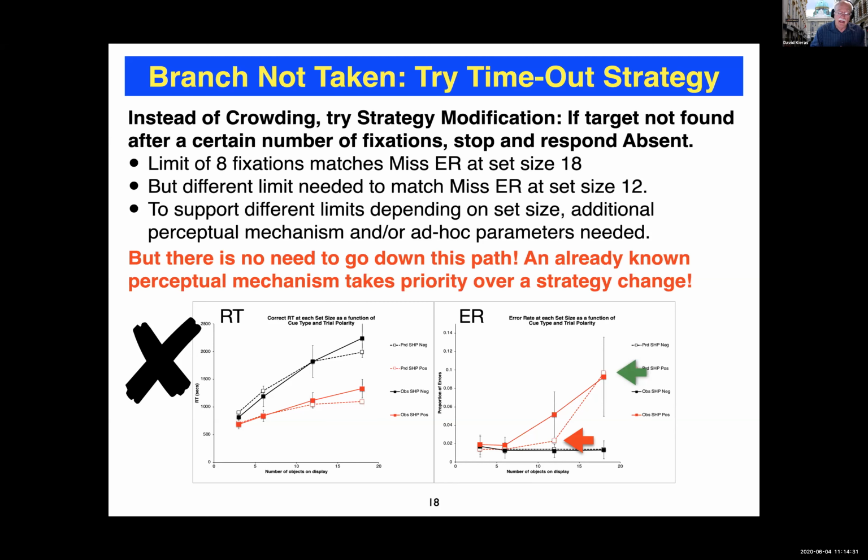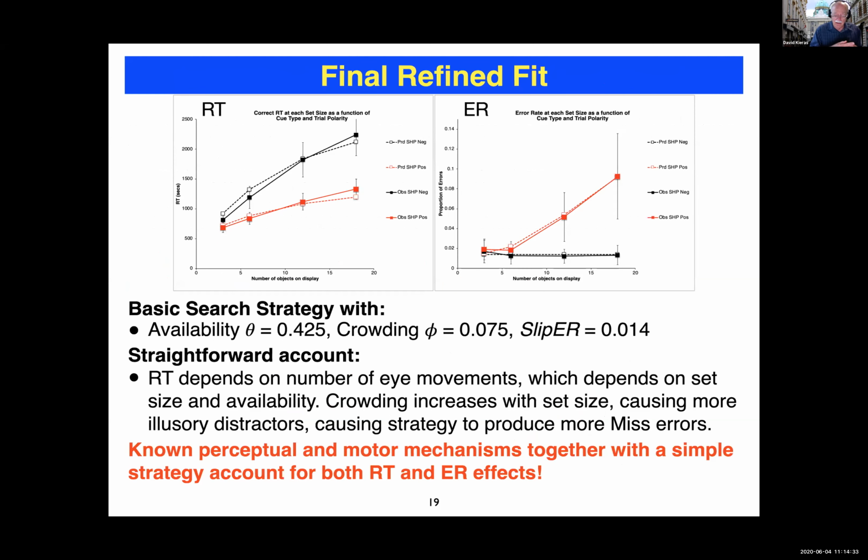So here's our final refined fit. We nail this pretty well with a basic search strategy and these 3 parameters. It's a straightforward account. The RT depends on the number of eye movements, which depends on the set size and availability. Crowding increases with set size, causing more illusory distractors, causing the strategy to produce more miss errors. That's pretty darn simple.